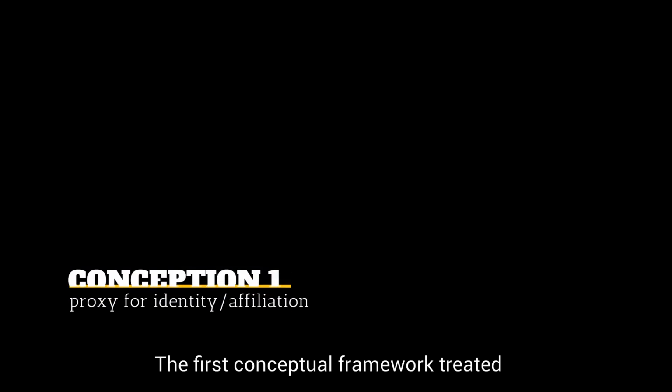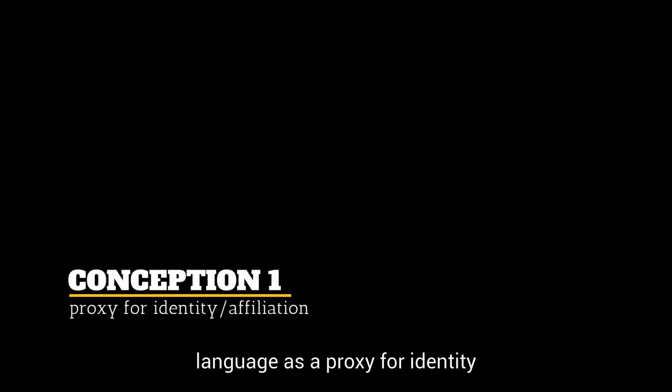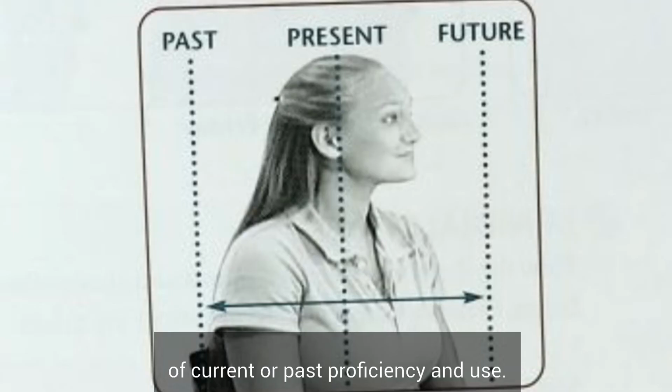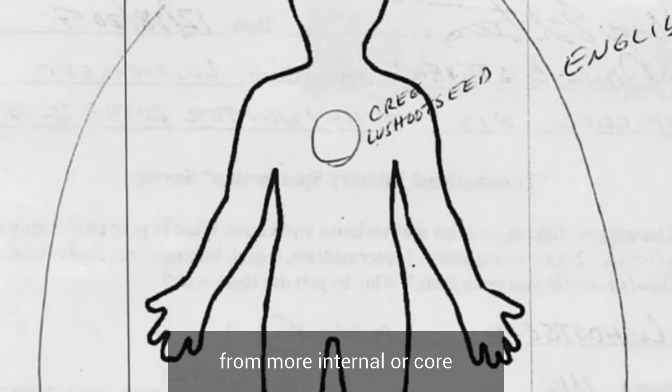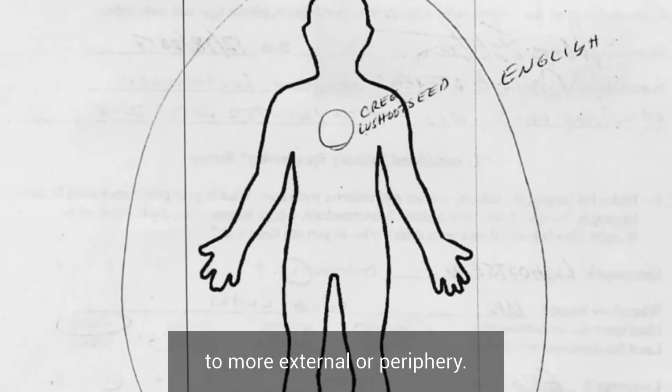The first conceptual framework treated language as a proxy for identity or linguistic cultural affiliation, regardless of current or past proficiency and use. It represented language on a spectrum from more internal or core to more external or periphery.